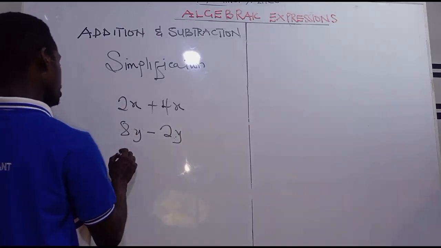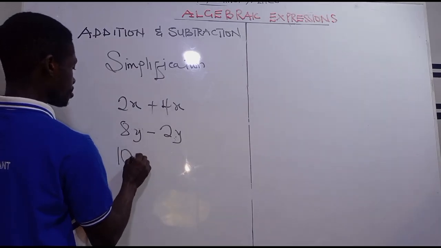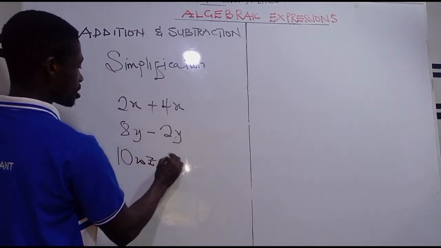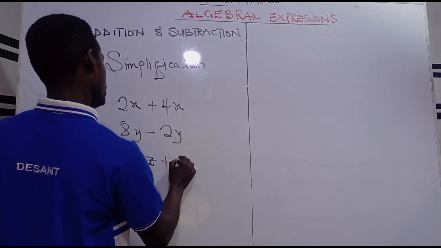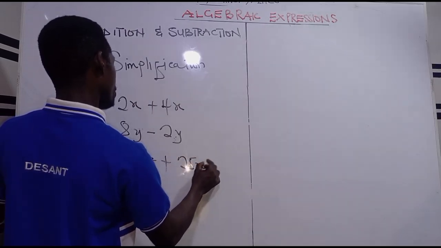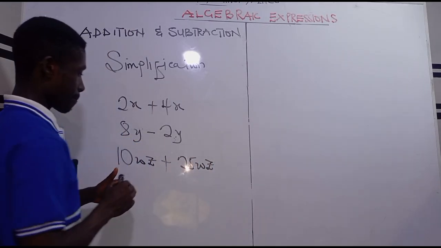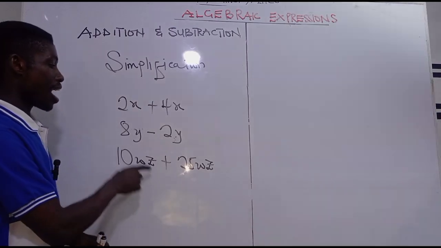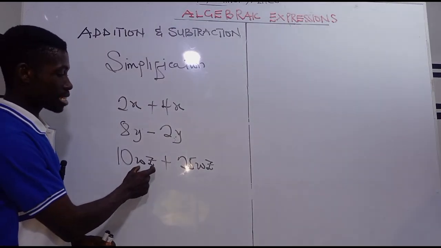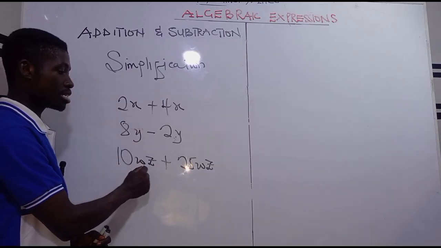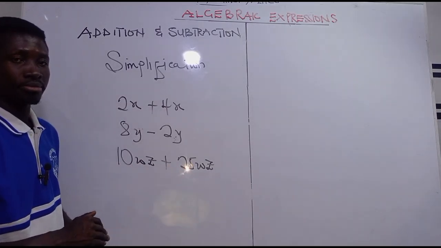Also, let's take it that you have 10wz plus 25wz. So these two terms are like terms because they have the same variable factors, wz and wz.